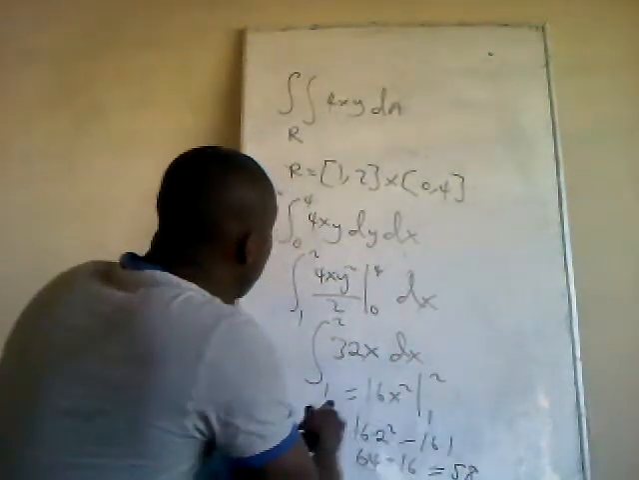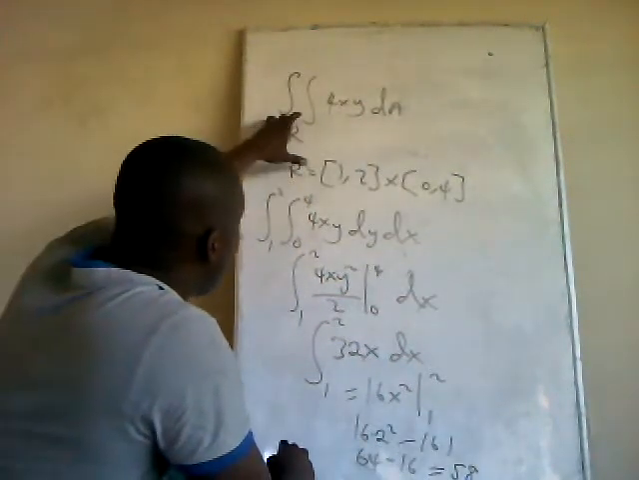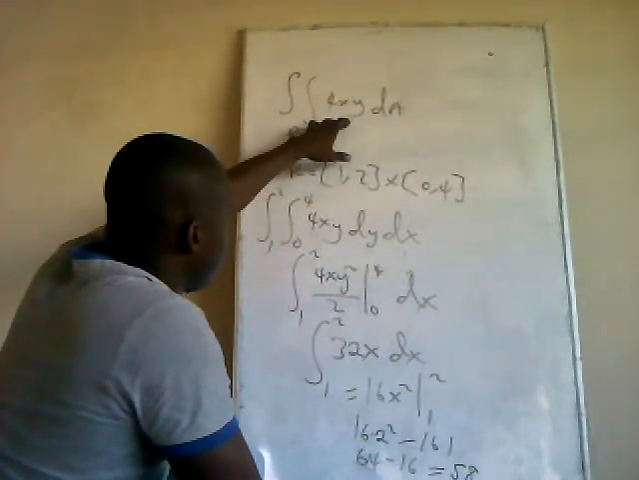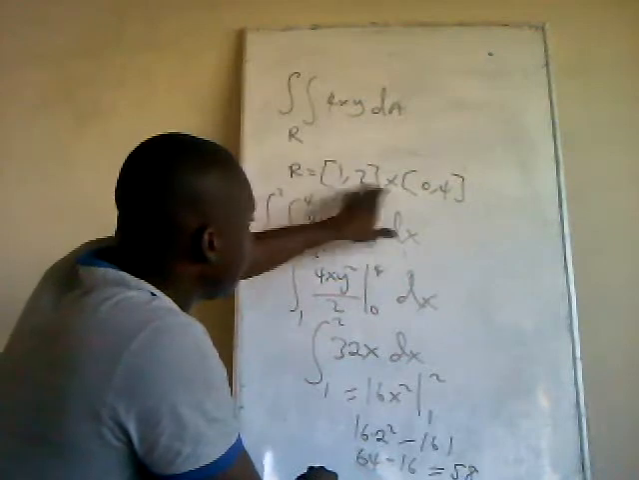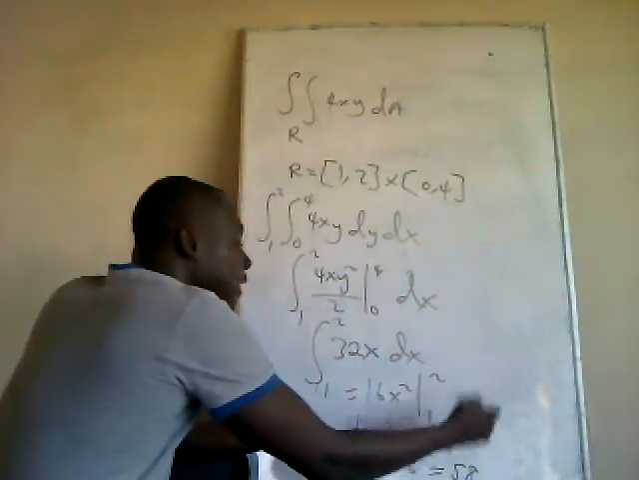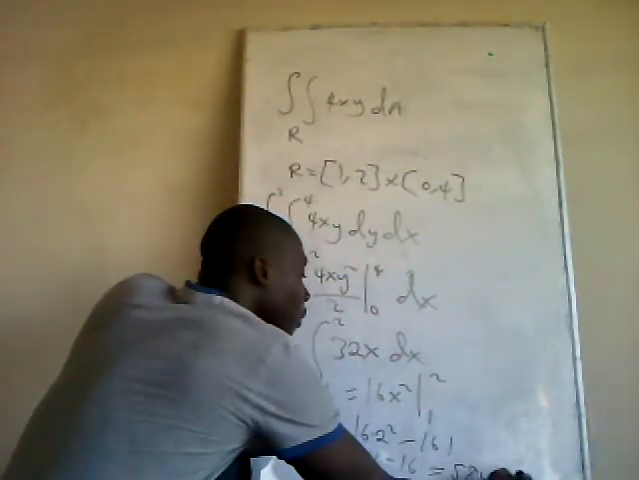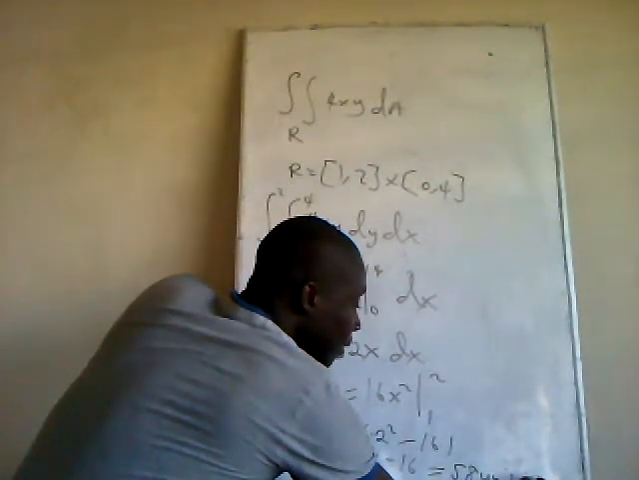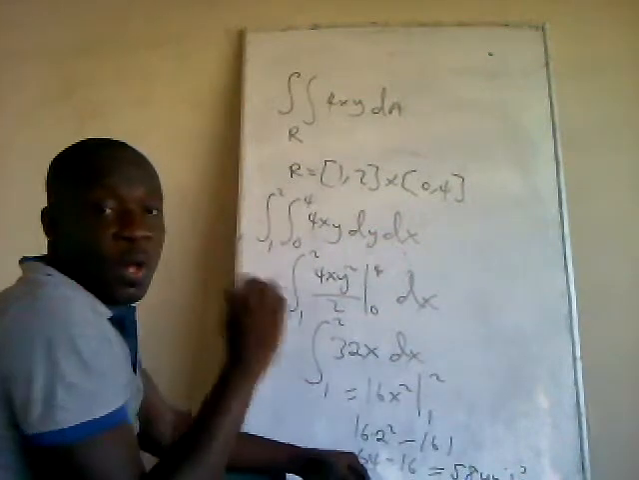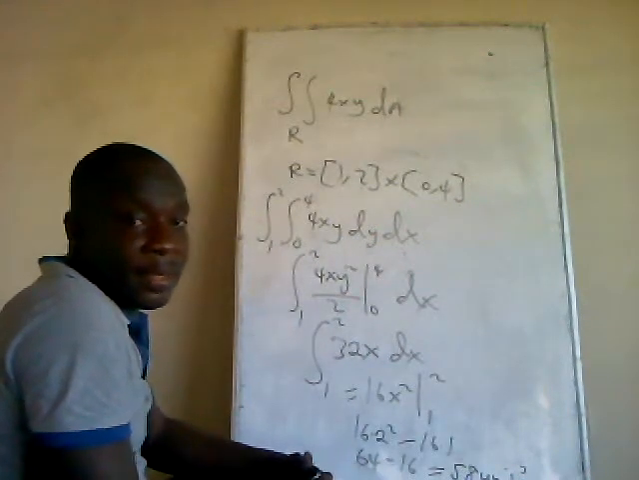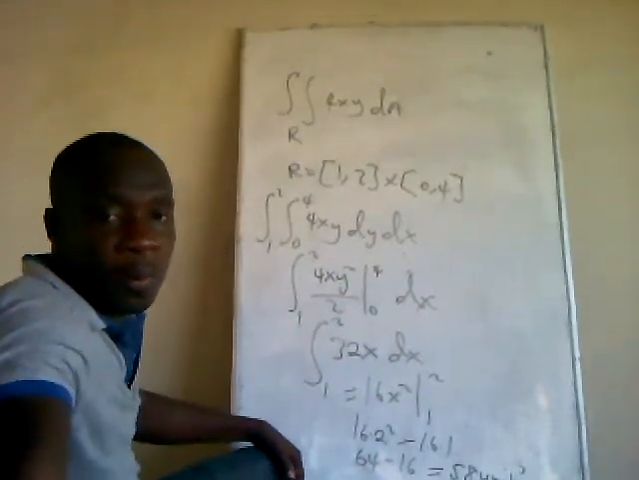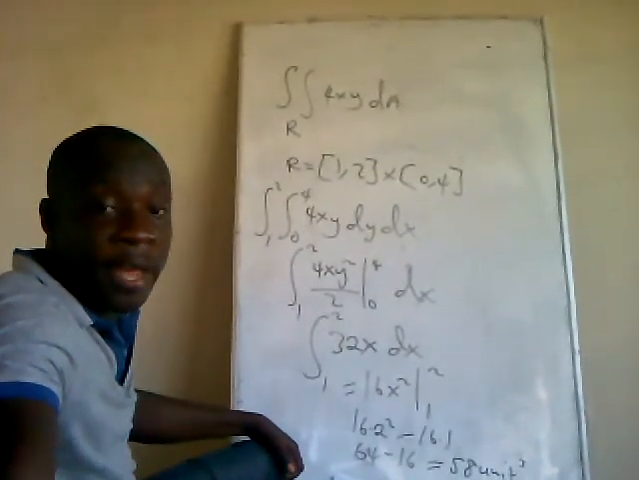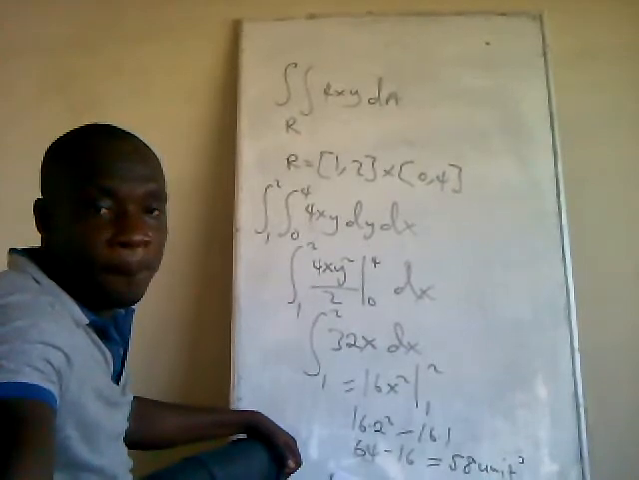So this means that the volume under this surface bounded by this rectangular region is 48 cubic units. Okay, now that is that. Let's do some more. I hope I got the calculation right. If it's not right, you can correct it for me. Thank you.